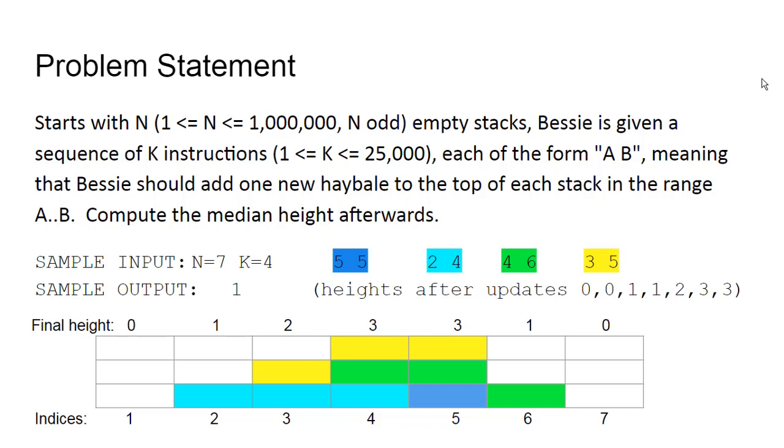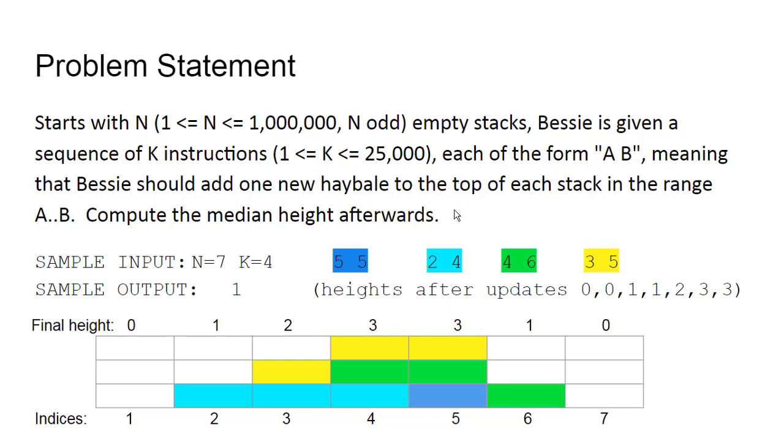Bessie is given a sequence of k instructions, and k can be up to 25,000. Each instruction is of the form of two numbers, and the meaning is Bessie should add one new haybale to the top of each stack in the range A to B. So A and B are given as the range. After all these k instructions are executed, the question asks us to compute the median height at the end.